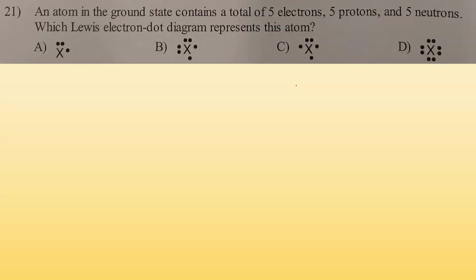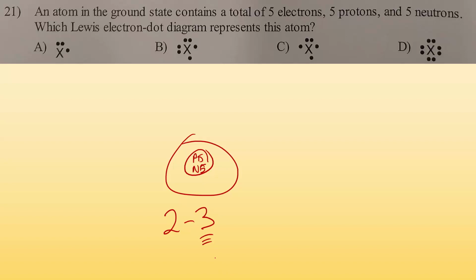All right, 21. An atom in the ground state contains 5 total electrons, 5 protons, and 5 neutrons. What is the electron dot diagram? In the nucleus I have 5 protons and 5 neutrons, and on the outside I have 5 electrons. Remember, that first energy level can only hold 2 electrons, so the rest have to go into the second energy level. So it's 2-3, and if we're doing a dot diagram, we're only interested in the 3 valence electrons, so it's going to be choice A.